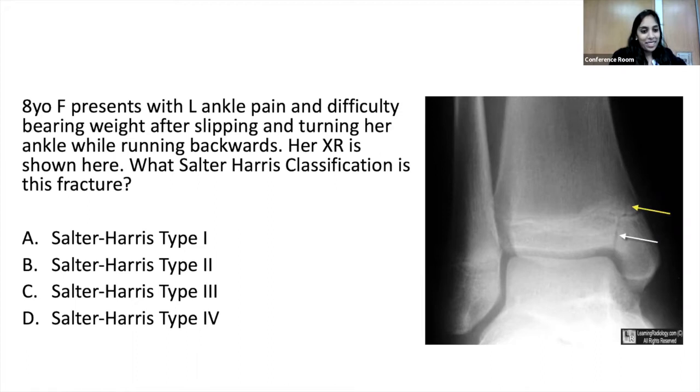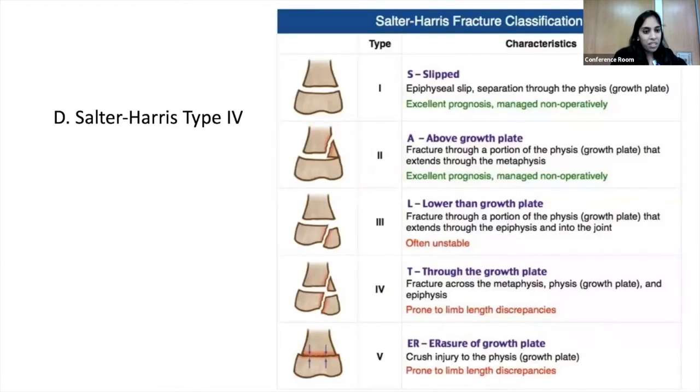So this is D. I always think this is a good picture to review. This is a type 4 Salter-Harris fracture. With the mnemonic, this means it goes through the growth plate, so it's all across the metaphysis, physis, and epiphysis. Our 4s and 5s are prone to more limb length discrepancy. Those are also more often our surgical fractures.